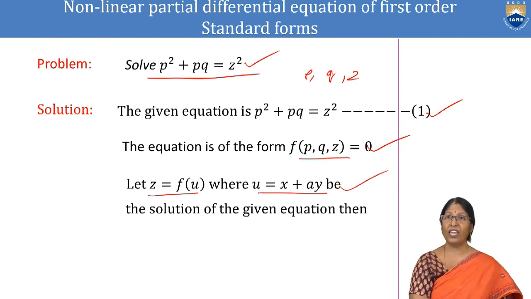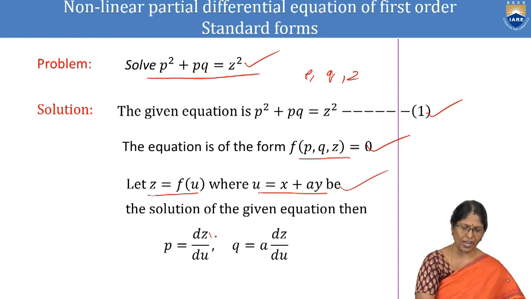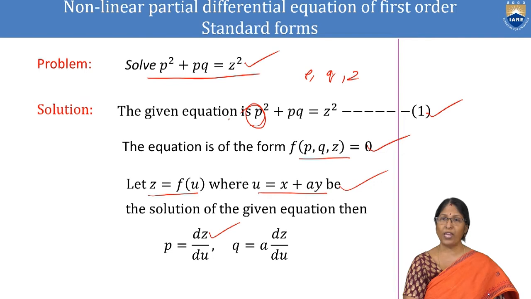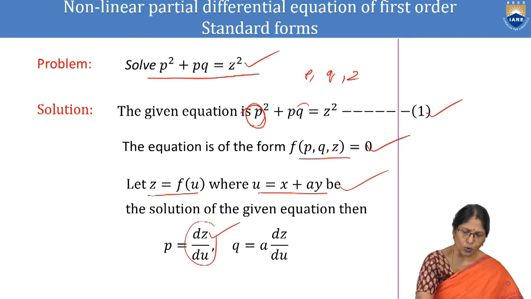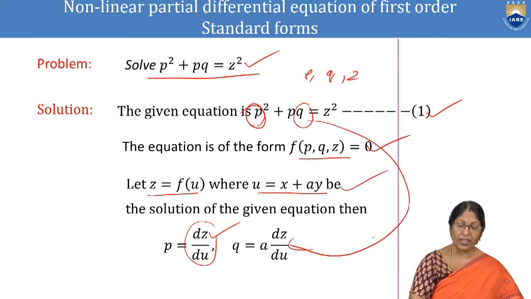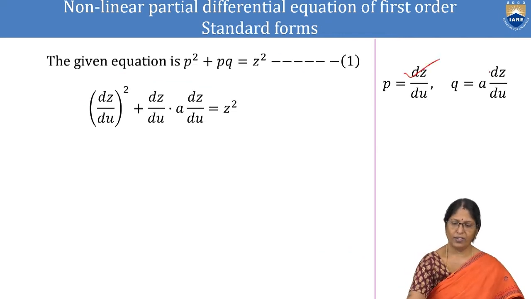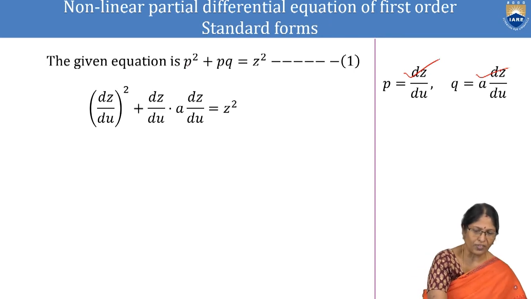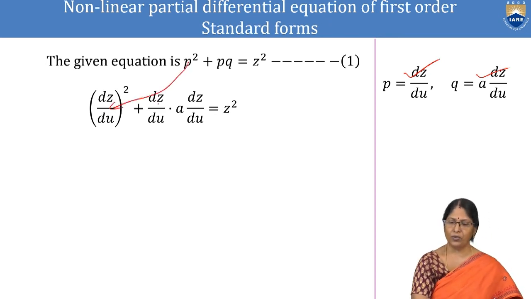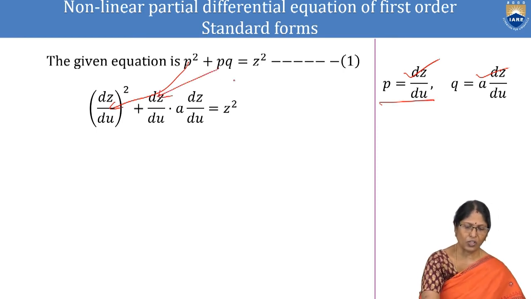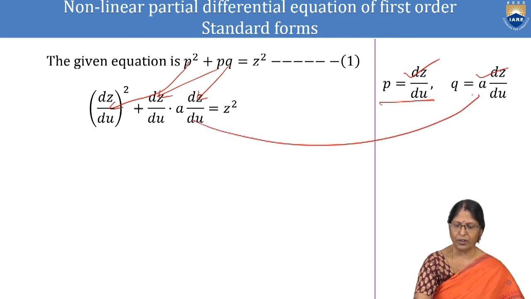For the solution of the given equation, p should be replaced by dz/du, and q should be replaced by a·dz/du. So we can see it here: we replaced p as dz/du, and p is written as it is here, whereas q is replaced, and z² is written as it is.